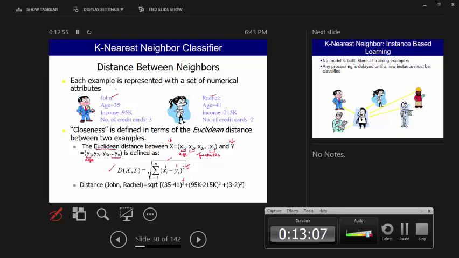Again, the income, 95K and 215K. There's another negative here. So for these two features, this lady is bigger than this guy. What about the other ones? Number of credit cards. Oh, this guy loves credit cards. He has 3 credit cards, and this lady has 2 credit cards. So 3 minus 2, that is 1.